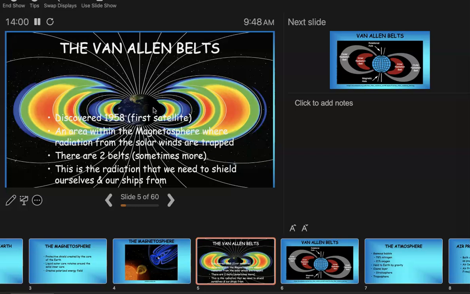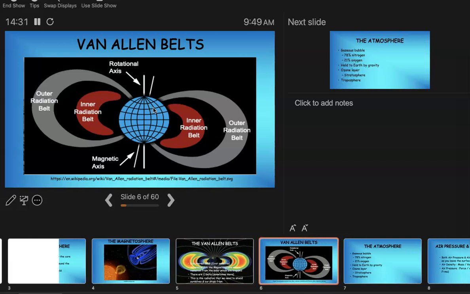So this stuff obviously built over time. It says there's 2 belts, sometimes more. So again, the sun's energy varies. Sometimes it's more active than others. You've probably heard that. So this is, I don't want to say a living, breathing thing, but it is an actively existing, changing thing. But there's always something there. And like I said, it is our force field. It is our protector.